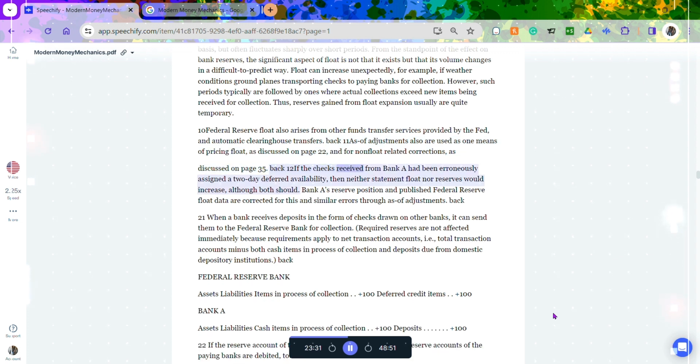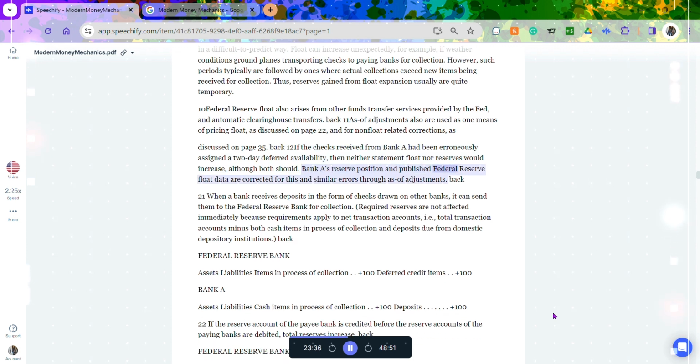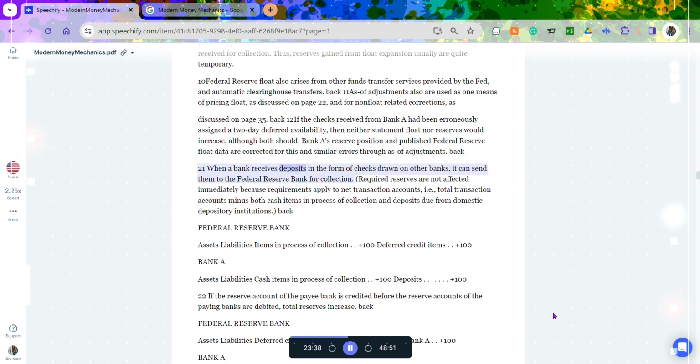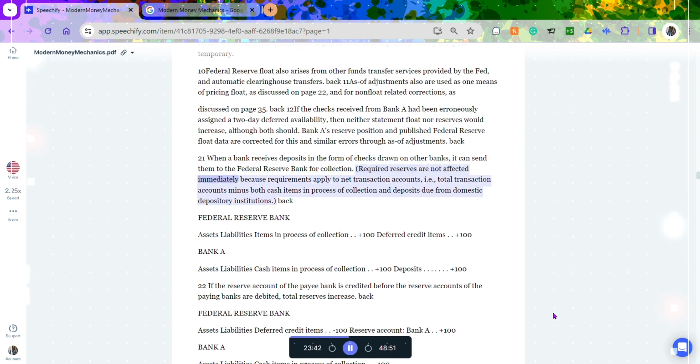Note 12: If the checks received from Bank A had been erroneously assigned a 2-day deferred availability, then neither statement float nor reserves would increase, although both should. Bank A's reserve position and published Federal Reserve float data are corrected for this and similar errors through as-of adjustments. Note 21: When a bank receives deposits in the form of checks drawn on other banks, it can send them to the Federal Reserve Bank for collection. Required reserves are not affected immediately because requirements apply to net transaction accounts, i.e., total transaction accounts minus both cash items in process of collection and deposits due from domestic depository institutions.